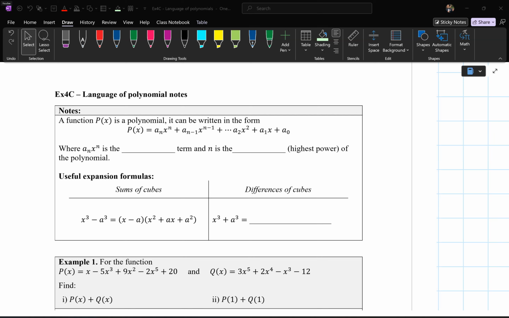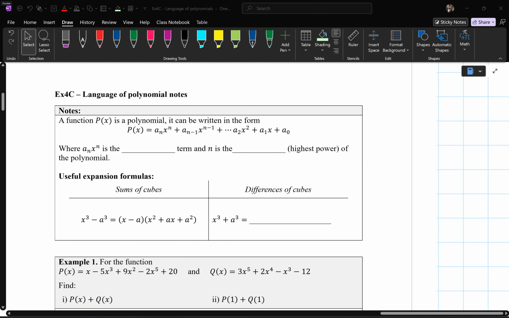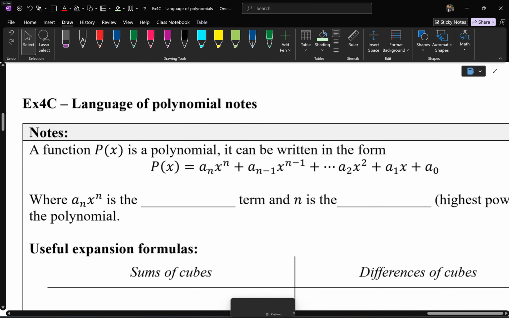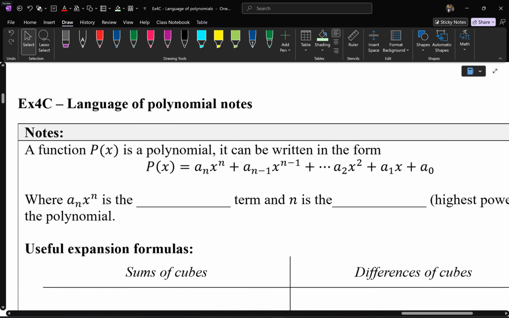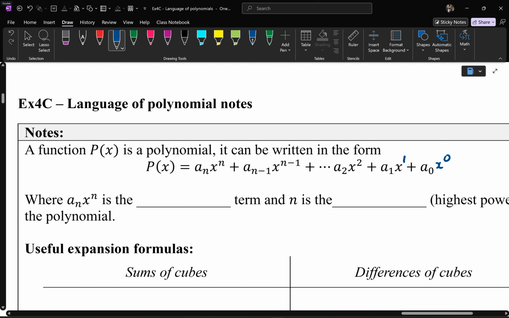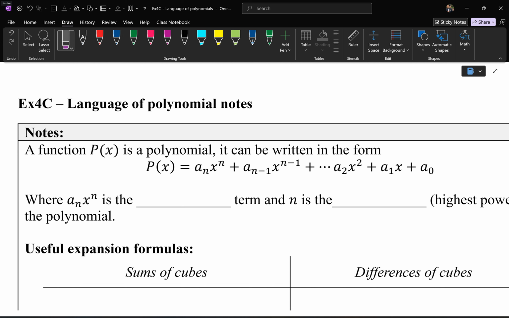All right, exercise 4C, let's have a look. 4C is titled Language of Polynomials. This looks intimidating right here, but it isn't. It just tells you that x to the power of n, so it could be 99, and then that will be the a coefficient of the 99th term, and it goes all the way down to a1 x to the power of 0. So you've got this expression that essentially summarizes what a polynomial is.